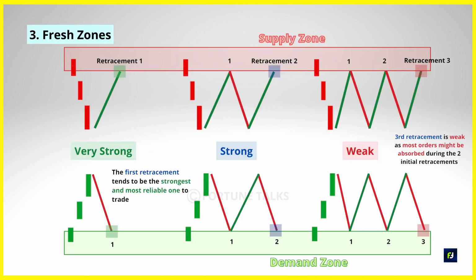Now let us move on to the third odd enhancer, that is fresh zones. A fresh zone is a supply or demand zone that the price has not tested yet. The first retracement tends to be the strongest and the most reliable one to trade. So as a trader, you should always choose fresh, untested zones to stack the odds in your favor. After a second retracement to the zone, it is better not to consider it because there might not be enough supply or demand to move the prices, as most of the orders might be absorbed during the 2 initial retracements.